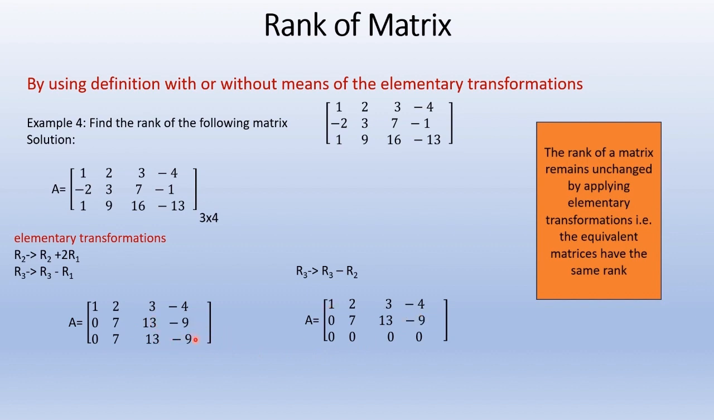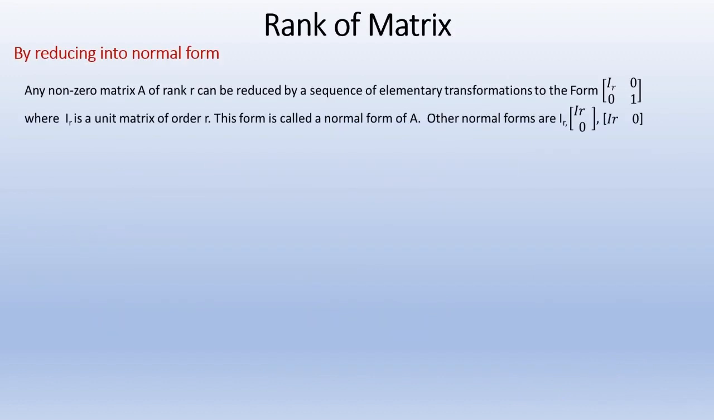Here, the number of non-zero rows is 2, therefore the rank of matrix A is equal to 2. By reducing into normal form, any non-zero matrix A of rank R can be reduced by a sequence of elementary transformations to a form such as this, where IR is the unit matrix of order R. This form is called the normal form of A. Other normal forms are this and this.